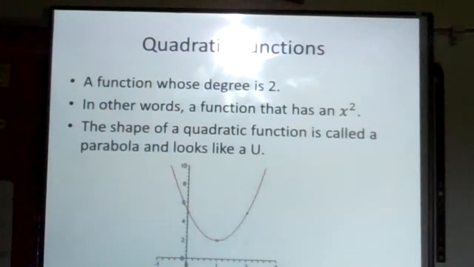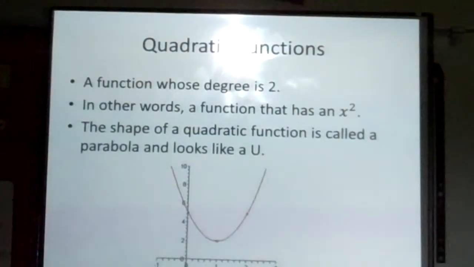Hello! Today we are going to be talking about quadratic functions. A quadratic function is a function whose degree is 2. In other words, it's a function that has an x squared in the problem. The shape of a quadratic function is called a parabola. That means it's going to look like a U shape, or it might look upside down like a hill.